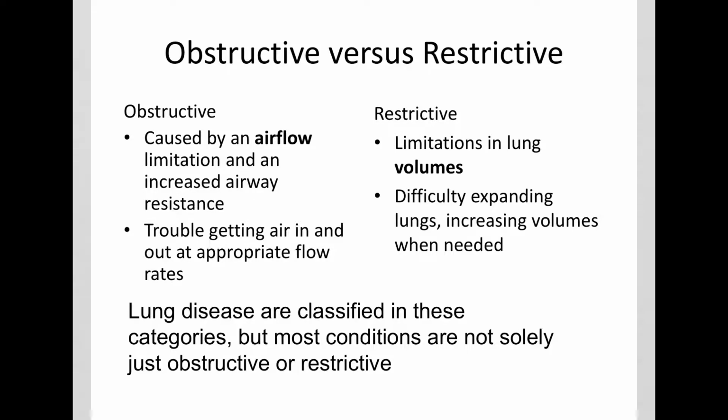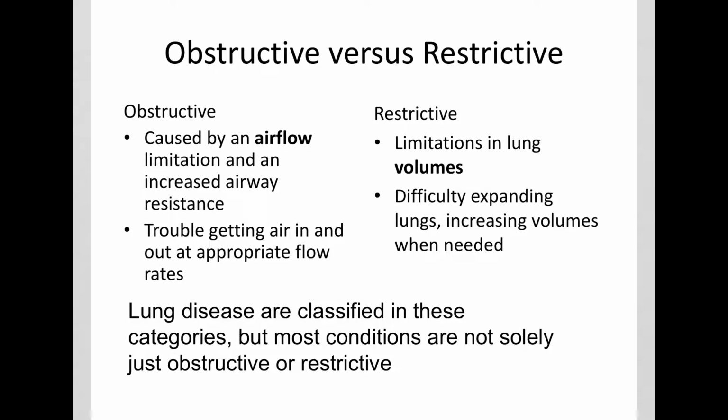Now we think about restrictive disease. This is a problem with lung volumes, trouble getting a certain amount of air in and a certain amount of air out, in a sense, because you can only bring so much air in. In theory, the flow is the same. No problem in the rate of getting the air in. It's just the volume of air.